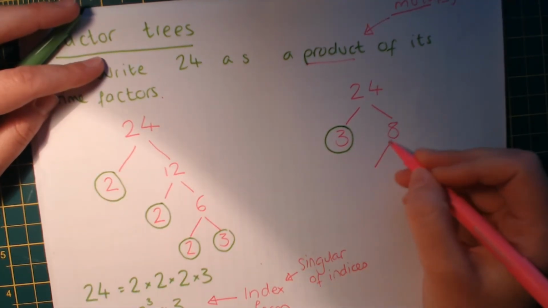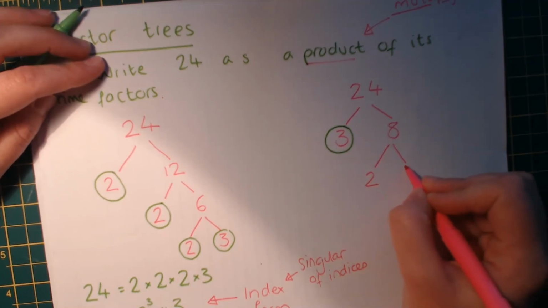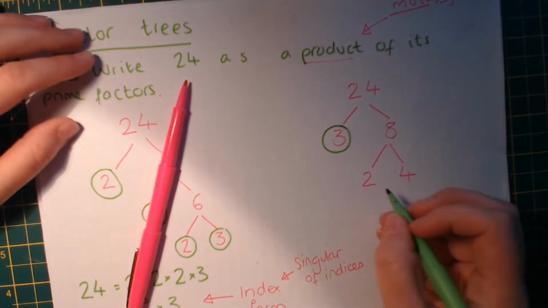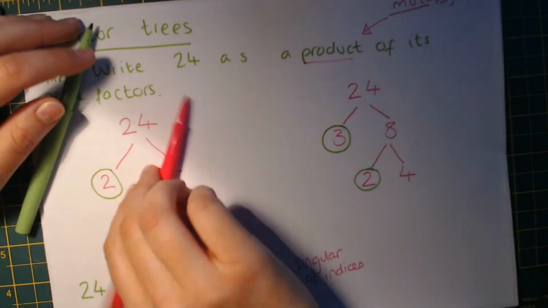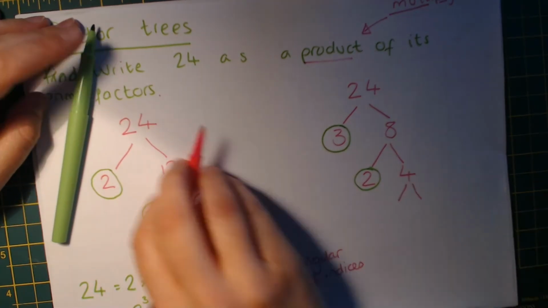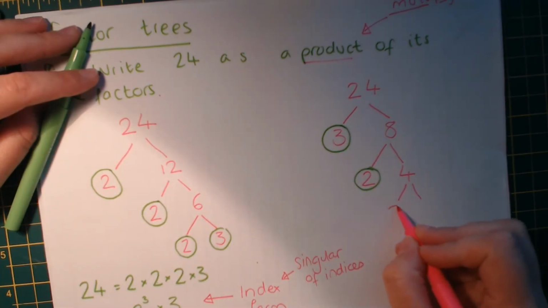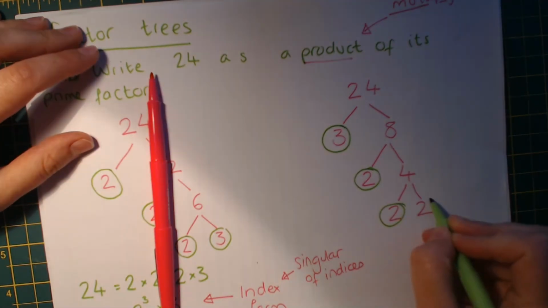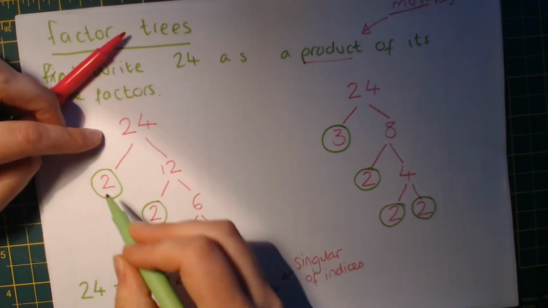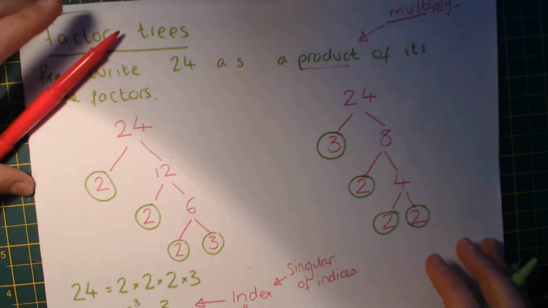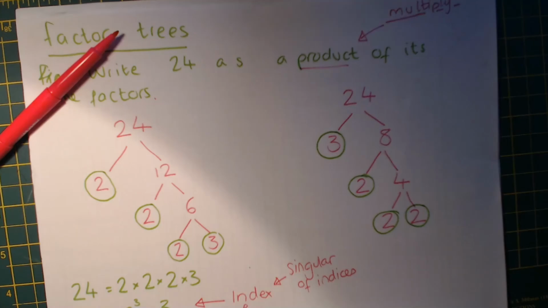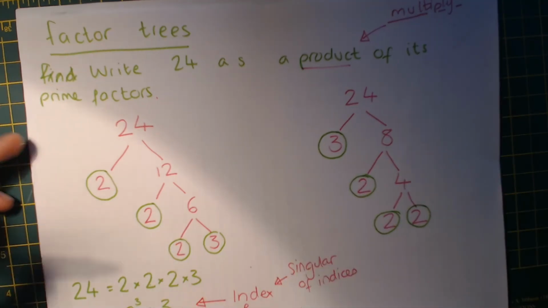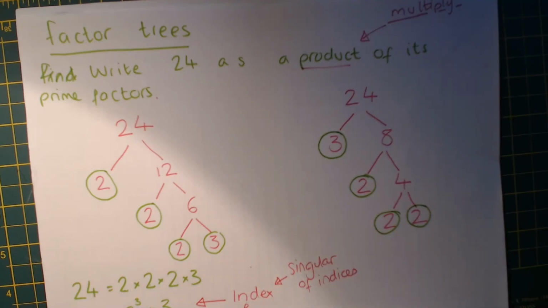We could have 2 and 4. And 2 is a prime number. And then the 4 becomes 2 and 2, doesn't it? So we actually get the same numbers at the end. Regardless of which factor pairs you choose, you will get to the same answers. So don't panic about that. These are quite nice. People really enjoy doing these. I certainly enjoy doing them. It's nice and neat and organised, isn't it?